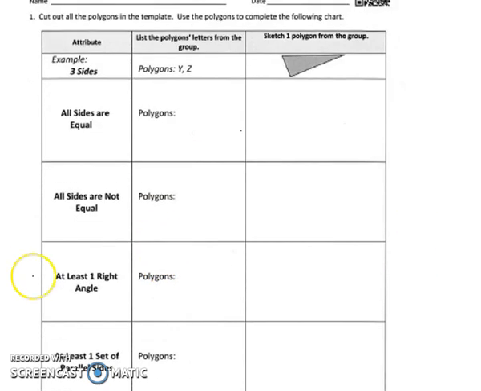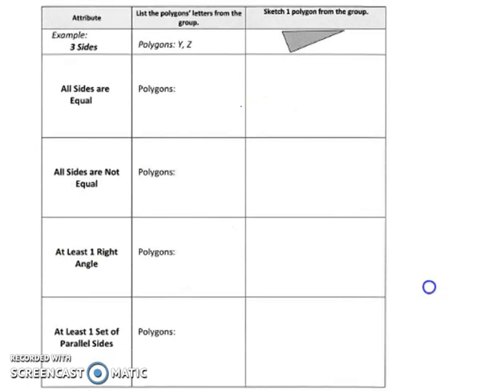The next one is asking for at least one right angle. So that means it has one. It could have more than that. Use your right angle tool, that index card. And then the bottom one has at least one set of parallel sides. So what I'm going to have you do is pause the video and sort those out, fill in your letters here like they did in the example, and sketch one of them, and then hit play again and compare your answers to mine. Okay? So go ahead and pause now.